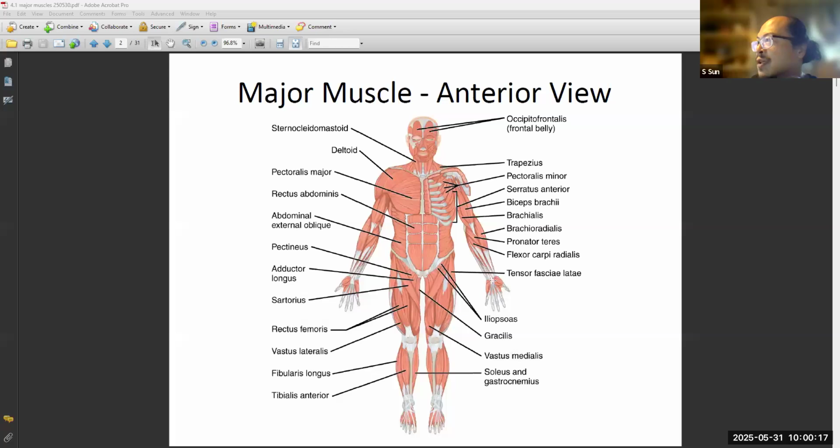Flexor carpi, because this is a carpal, flexor carpi radialis, and then there are several other muscles here, but they don't label here. We will see more when we talk about the arm and the forearm. So that's the arm, the upper limb, and then we talk about the lower limb.